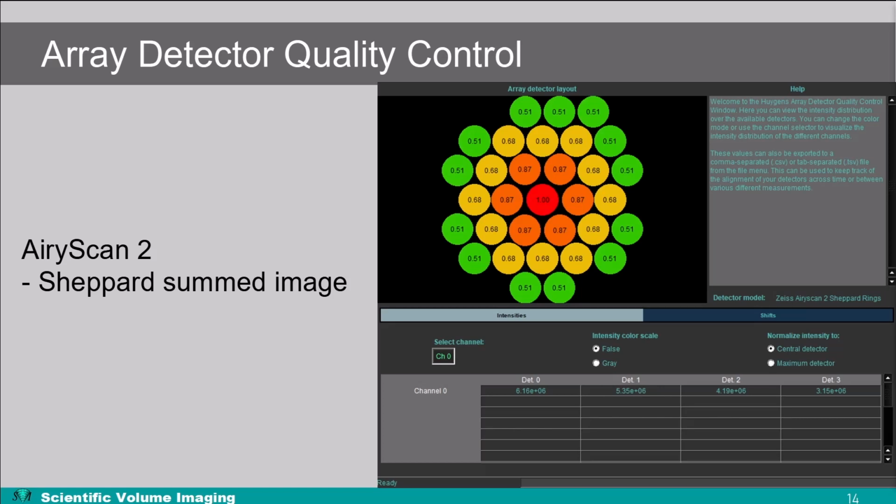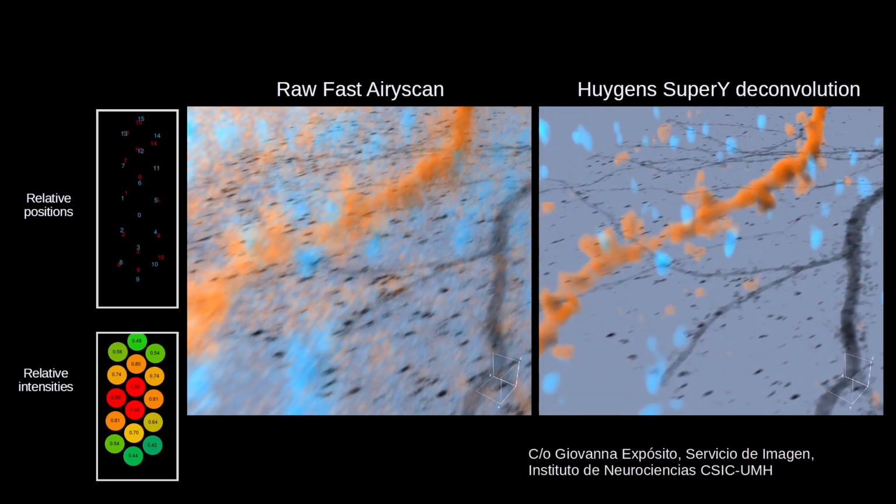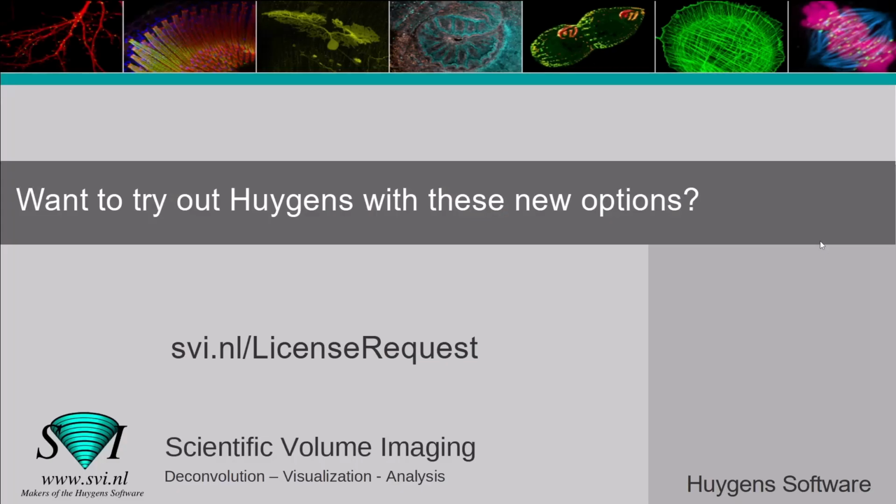And next, we also have a great example from one of our customers with an image acquired by an ArrayScan in fast mode. Here only the 3 central columns of 16 detectors were used to acquire 4 lines simultaneously. And we also show the intensity, distributions, and positional information for this layout. So if you want to try out Huygens with these new options, they will be released in the 22.10 version later this month. And if you really want to try it out, you can contact us.